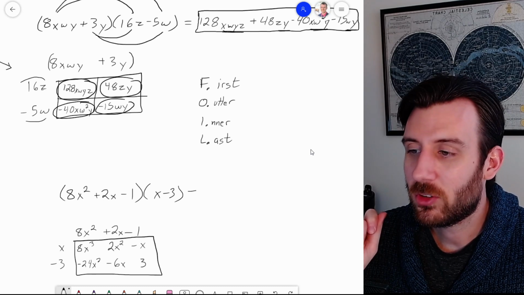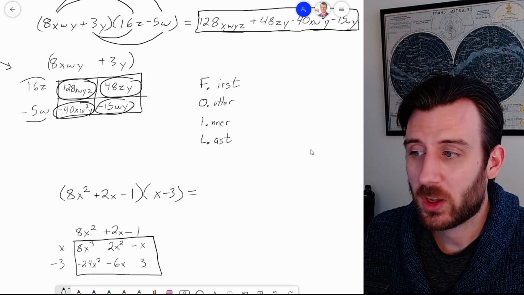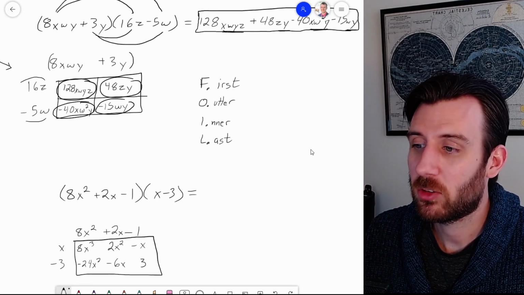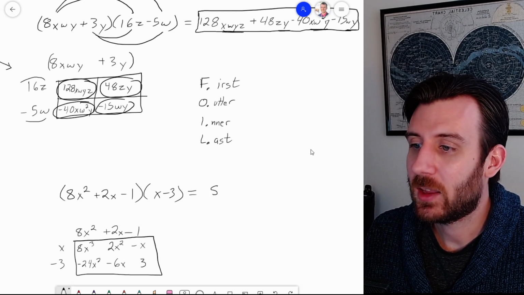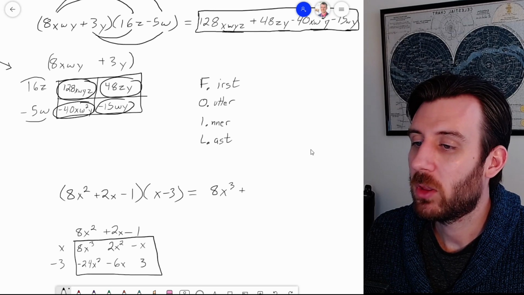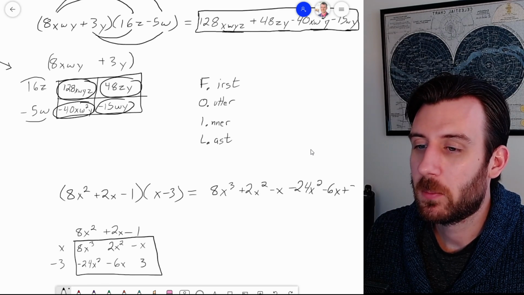So what's another way of describing this rectangle, which has a length of 8x squared plus 2x minus 1 and a width of x minus 3? Well, I can describe it by how big the inside of it is. It's 8x cubed plus 2x squared minus x minus 24x squared minus 6x plus 3.